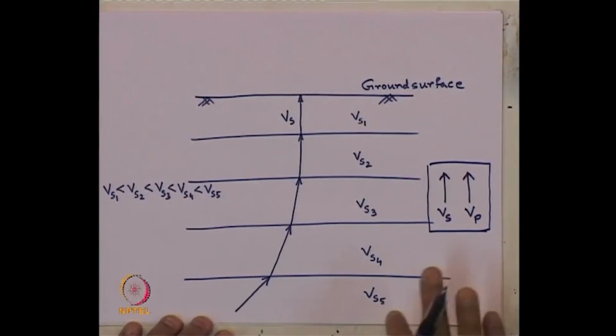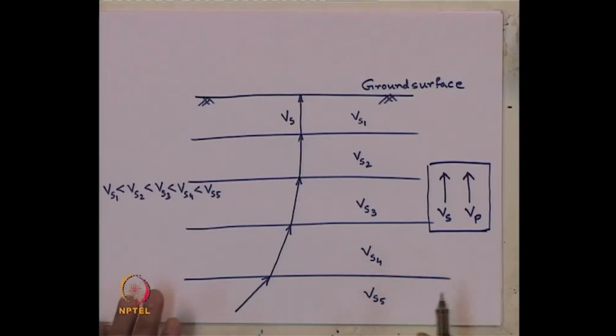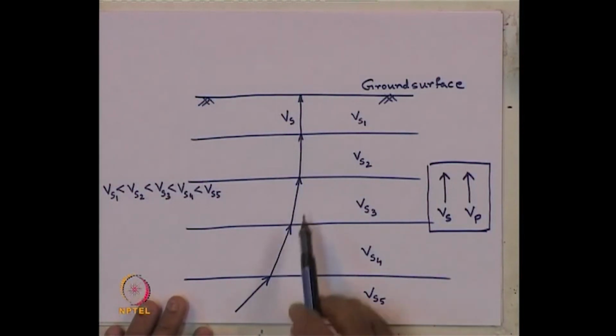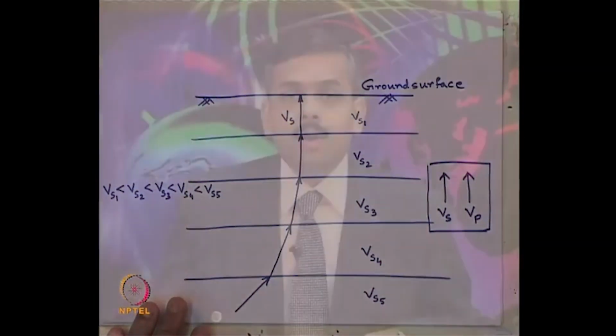Okay. Is this clear why in our design we hardly consider any inclination of the waves? This is the basic reason, because it has to travel several layers and typically it has to travel from a harder layer to a softer layer.